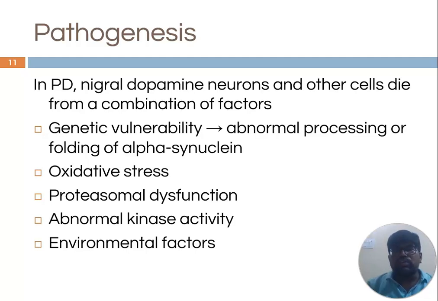Then about the pathogenesis, as I mentioned earlier, there are four important factors. One is genetic, where there is alpha synuclein protein gene mutation. The second one is environmental factors, where there is more exposure to MPTP toxins. Then oxidative stress and abnormal kinase activity. These different parameters may play a key role in the pathogenesis, and that may lead to the occurrence of the Parkinson's problem.